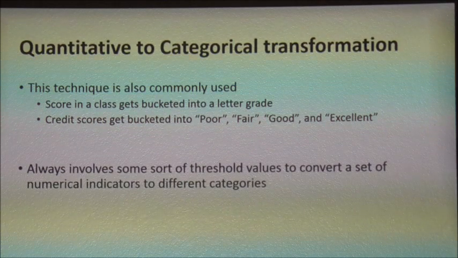It also happens a lot with lending institutions and credit scores. They won't necessarily look at each individual borrower and say, oh, his credit score is 722 and her credit score is 794. They'll bucket you into different groups. They'll say, hey, you've got poor credit, you've got fair credit, she has good credit, and that woman over there, she has excellent credit. Changing quantitative to categorical variables always involves some sort of threshold values, and then you convert a set of numbers into these different categories.